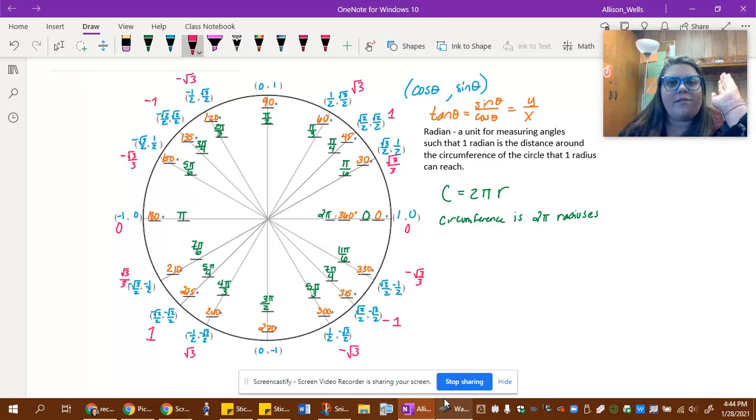And then the last one is the weirdest one, and this is what we'll end with. 1 over 0. You can't divide anything by 0. So this one is undefined tangent. This one is an undefined tangent.